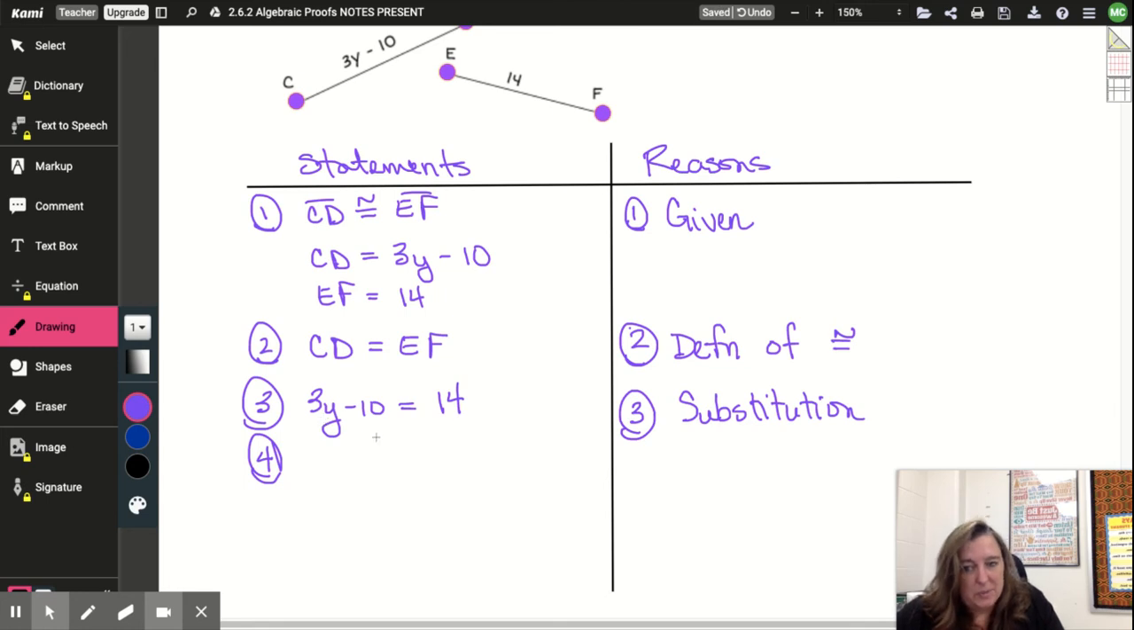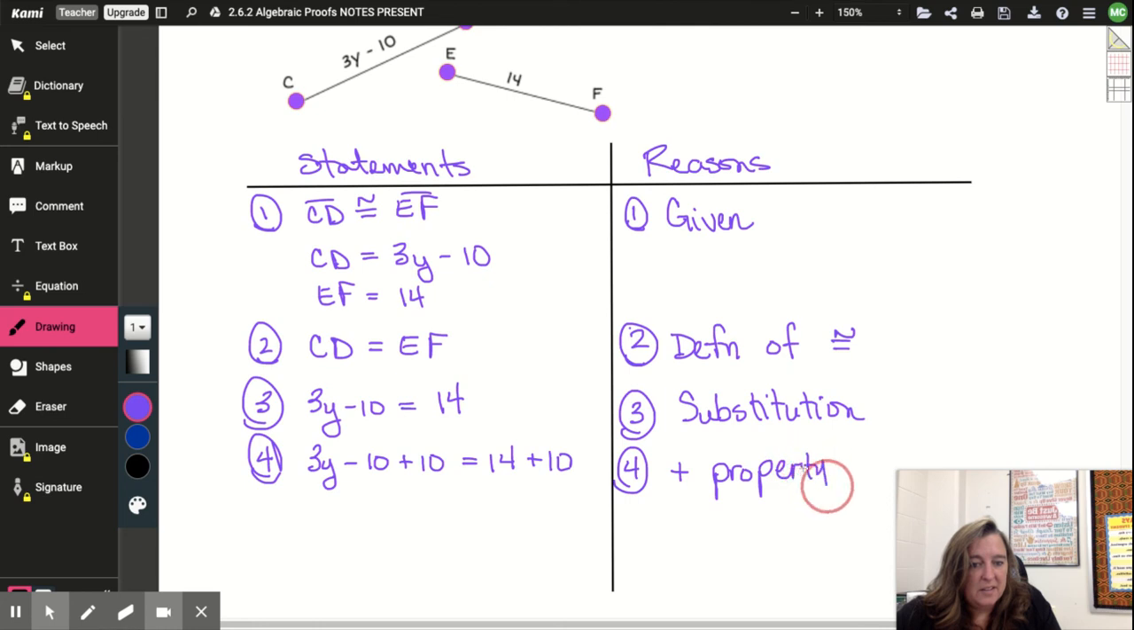Okay, we are not to what we were supposed to prove yet, so we have to keep going. So my next step after this would be to work on solving this equation. So my first step in solving that would be to add 10 to both sides. And I can do that because of the addition property of equality, of course. Now after that, I can perform that addition. So combining my like terms there, on the left, that'll give me just 3y. On the right, 14 plus 10 is 24. And the reason we can do that is because of substitution.